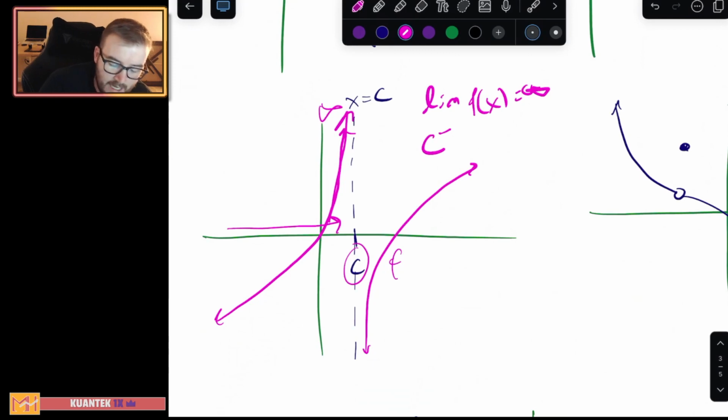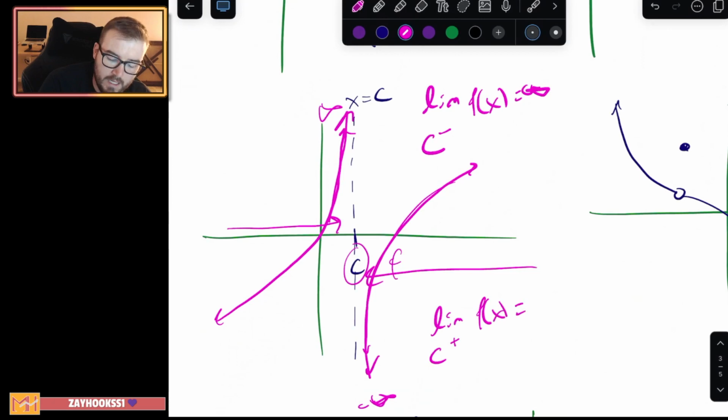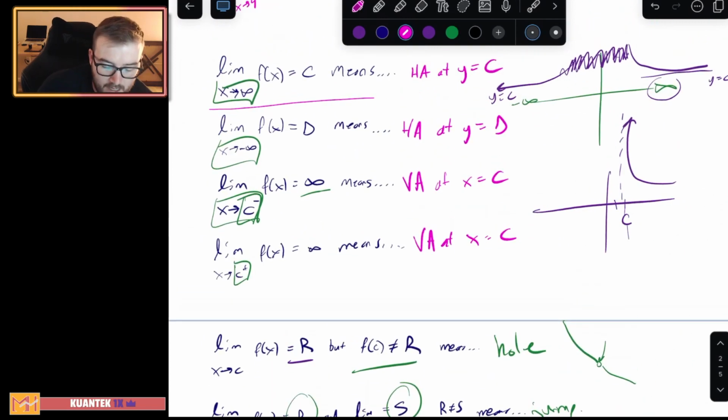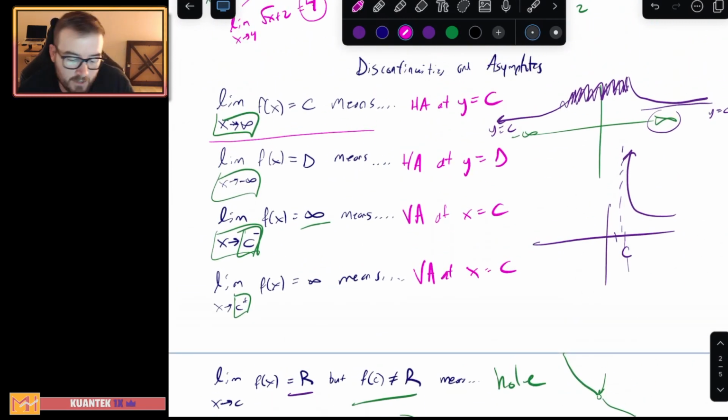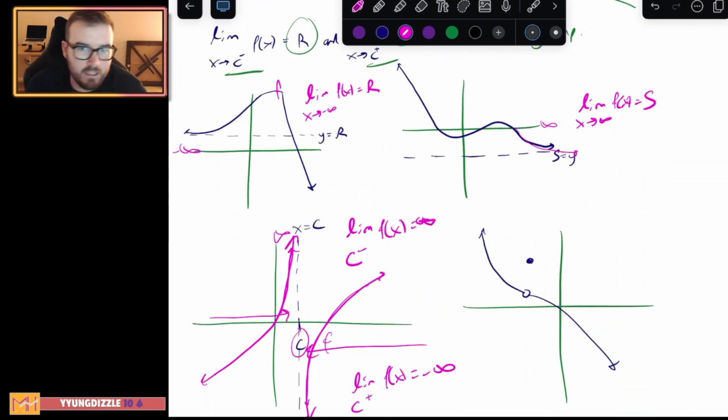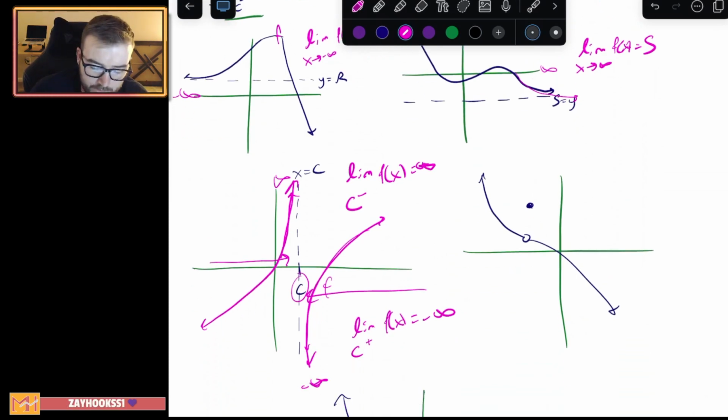And similarly, as we're approaching it from the right, where is our function headed? Down to negative infinity, right? So as we're approaching c from the right, we get negative infinity. So again, here are statements, and we were saying, what does that mean on the graph? Here are graphs. Now, can you write a statement that's true? I'm just going both ways here. So I hope that's enlightening and connecting some dots.